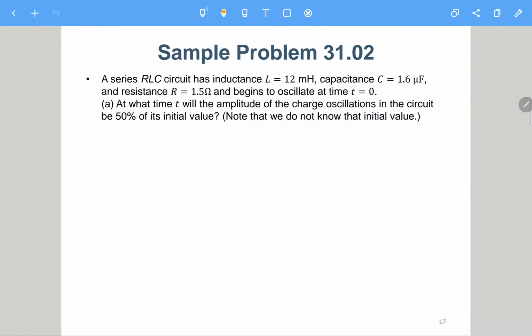Okay, so let's take a look at another sample problem. So here it says a series RLC circuit has inductance L, capacitance C, and resistance R, and begins to oscillate at time t equals 0. At what time t will the amplitude of the charge oscillation in the circuit be 50% of its initial value? So note that we do not know the initial value.